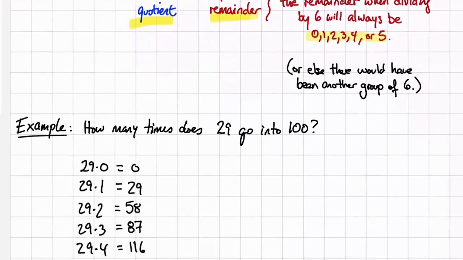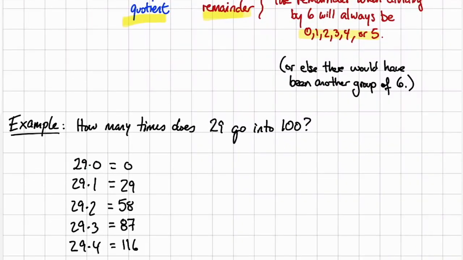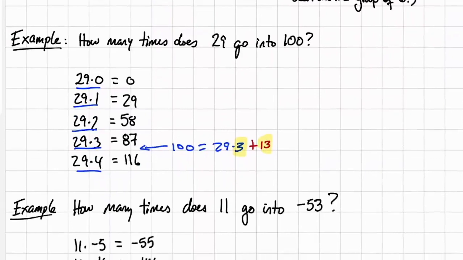How many times does 29 go into 100? Well, we see 29 times 0 is 0, 29 times 1 is 29, 29 times 2 is 58, 29 times 3 is 87, and 29 times 4 is 116, and 100 fits in right between 87 and 116. So we can see that 100 is 29 times 3 with 13 left over, so the quotient is 3 and the remainder is 13.